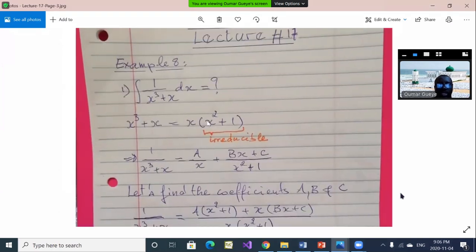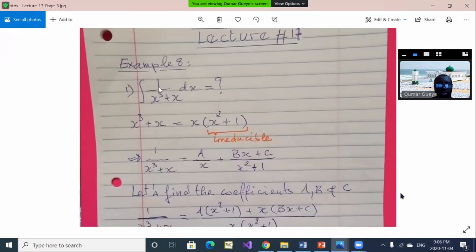We want to calculate this integral, and to do so we use the partial fractions decomposition we've seen yesterday. The first step consists of factorizing the denominator, and when you do so, you will get x times (x squared plus 1). This is a linear factor, and this is a quadratic factor, and it's irreducible. As you can see, we cannot factorize it. That's the meaning of irreducible.